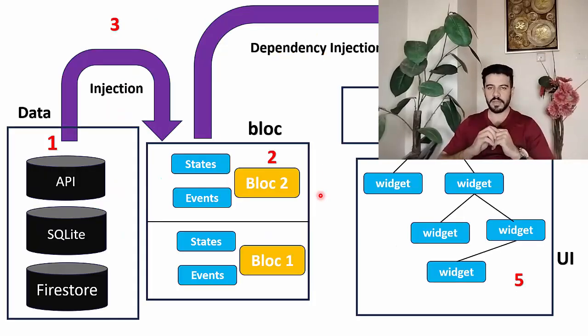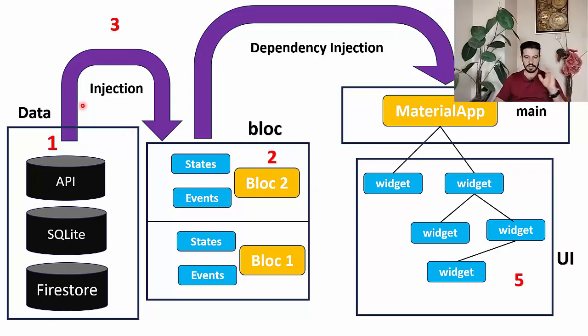So I have created another diagram like this one. Maybe you will find it a little bit complicated the first time you look at it, but it is very simple. Just stay with me and try to understand it. Here, same thing: we have data, Bloc and UI, and we have main. I separated main from the UI because in main we will inject, so we can make it in a separate file. So now you have the data folder, the Bloc folder, the main file, and the UI folder.